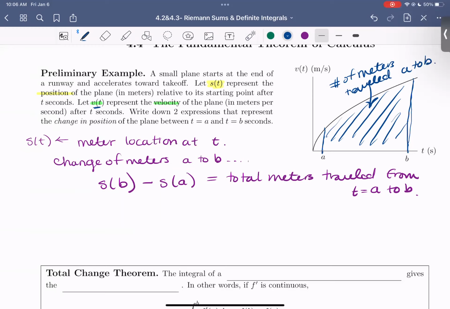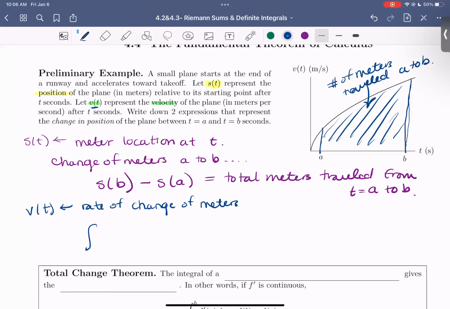So let's write that down. So the velocity, that's the rate of change of meters. So using velocity, we can compute the integral from A to B, V of t, with respect to t. So this value, the area under the velocity curve from A to B, also gives us total meters traveled from A to B.